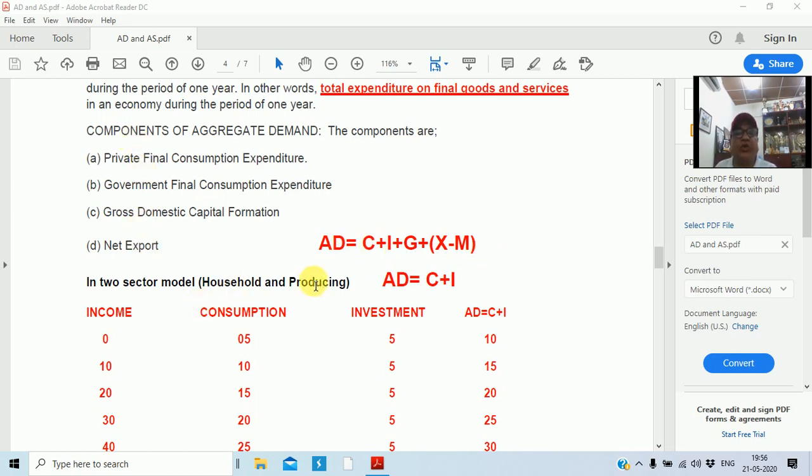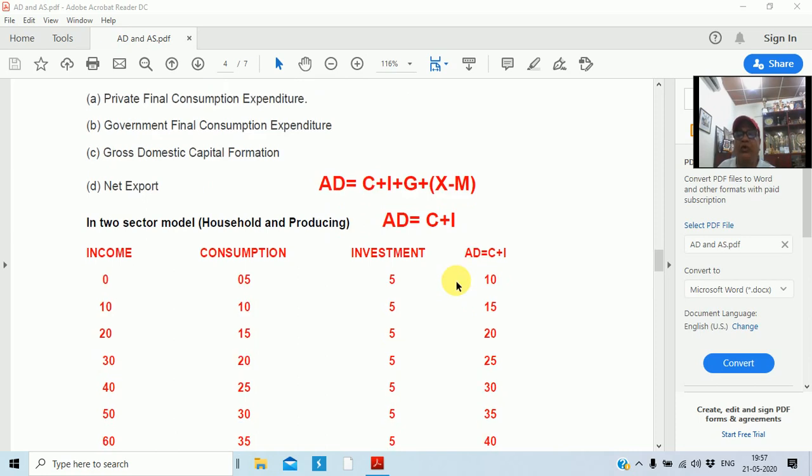But if I take only two sectors, what are they doing? The household sector does consumption, and the producing sector does investment. So in that case, AD is equal to C plus I. We are going to study aggregate demand in the two sector model. So how will we calculate aggregate demand? First, what will we have to calculate? The consumption function. That you have done. You have studied the consumption function. And second, what will we have to take? Investment. That also you have studied. There are two types of investment, if you remember, autonomous investment and induced investment.